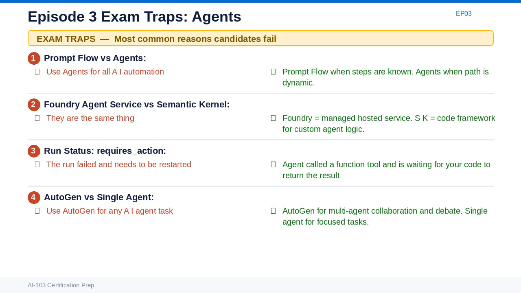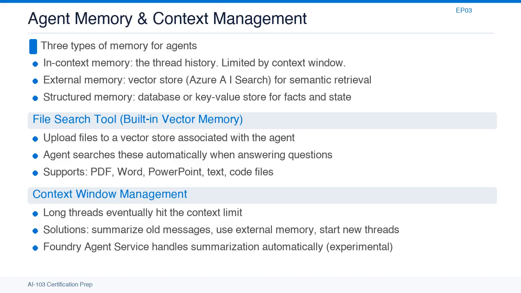Trap 4. AutoGen versus single agent. AutoGen adds communication between agents. If the scenario describes one agent doing a task, AutoGen is overkill. AutoGen shines when multiple agents need to collaborate, debate, or review each other's work. Agents need memory to maintain context across a long conversation or a complex task.